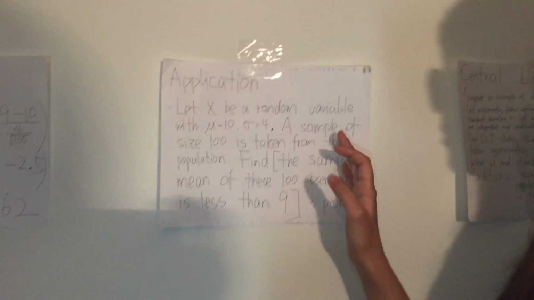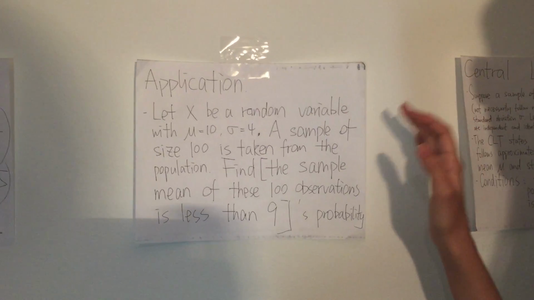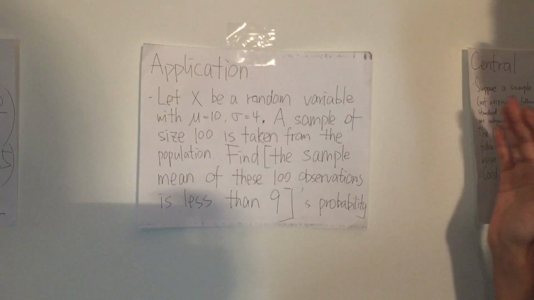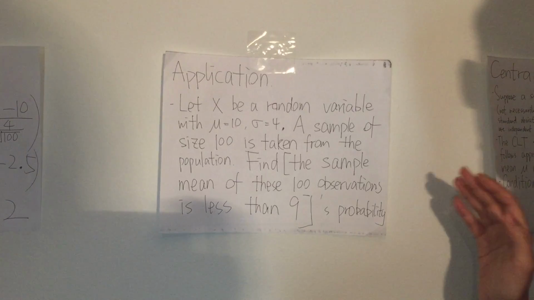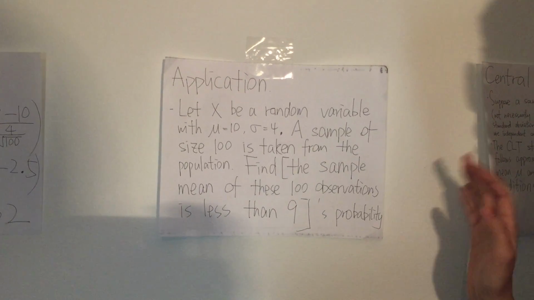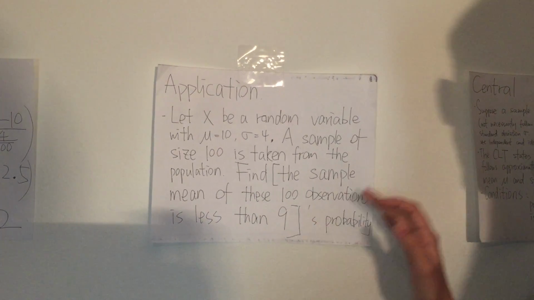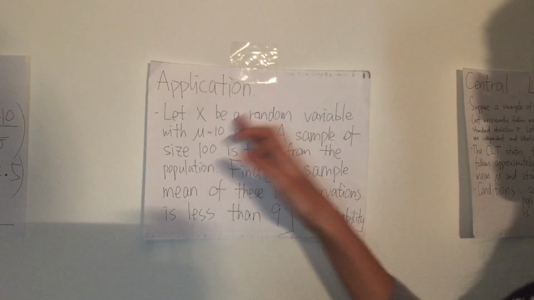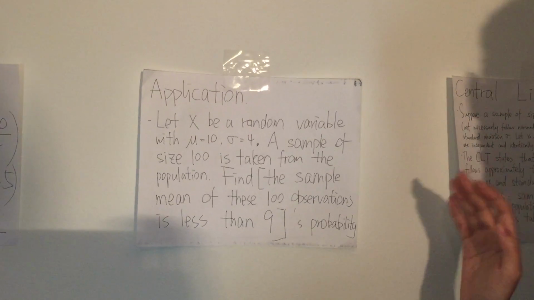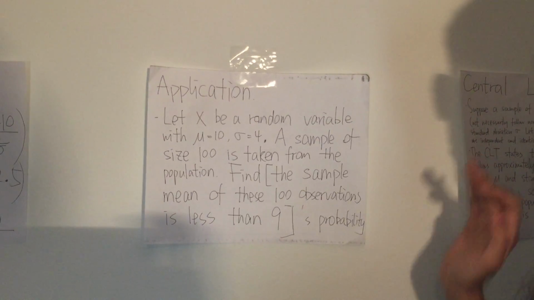So here's an application. Let x be a random variable with mu equals 10 and sigma equals 4. A sample of size 100 is taken from the population. Find the probability that the sample mean of these 100 observations is less than 9. We notice that x doesn't really follow the normal distribution in this question.